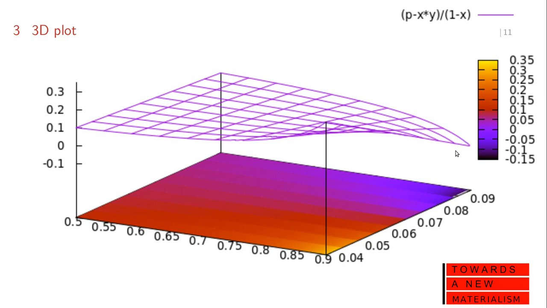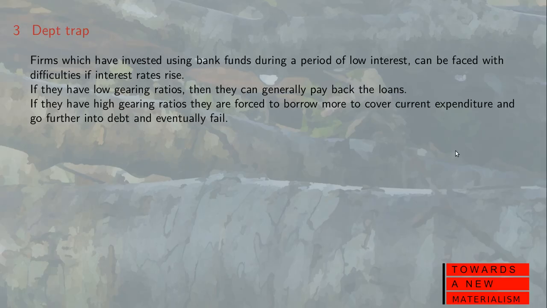Now, this is an inherently unstable situation. Firms which have invested using bank funds during a period of low interest can be faced with difficulties when the interest rate rises. If they have a low gearing ratio, they can generally afford to pay back the loans. But once their gearing ratio is past a certain critical level, they are actually forced to borrow more to cover current expenditure. And they get further and further into debt and eventually fail.